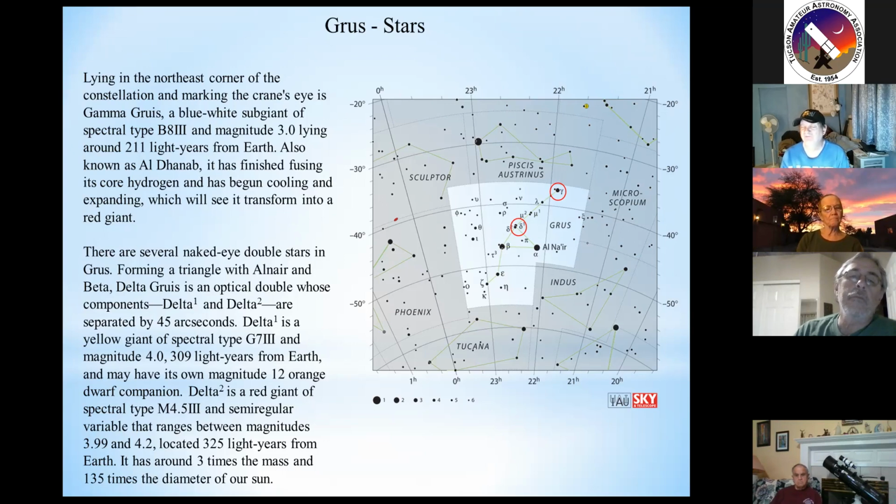And then there are a couple of naked eye double stars in Grus. The one that I have marked there is Delta Grus. It's an optical double, Delta 1 and Delta 2, separated by about 45 arc seconds. Delta 1 is a yellow giant, spectral type G7, magnitude 4. It probably has a magnitude 12 dwarf companion that's orange. And then Delta 2 is a red giant, spectral type M4.5. And it's a semi-regular variable that changes its magnitude between 3.99 and 4.2, which isn't much of a change. It's located 325 light years away, with 3 times the mass and 135 times the diameter of our sun.